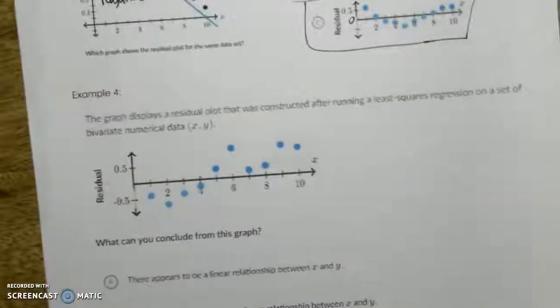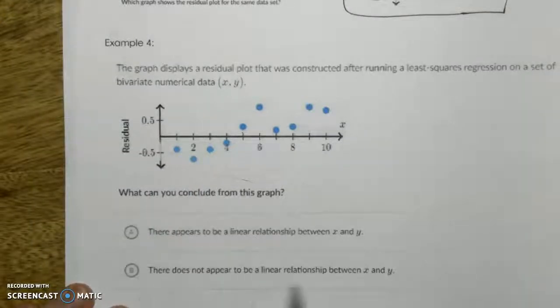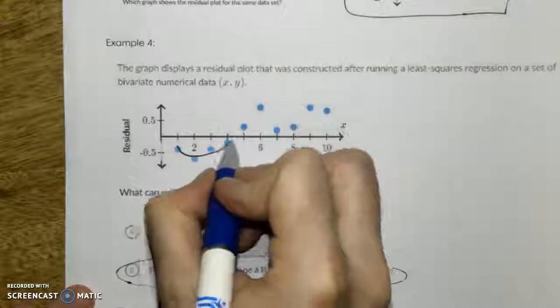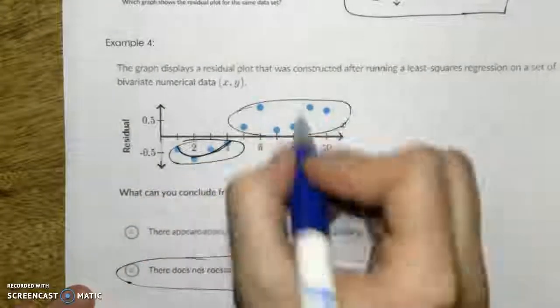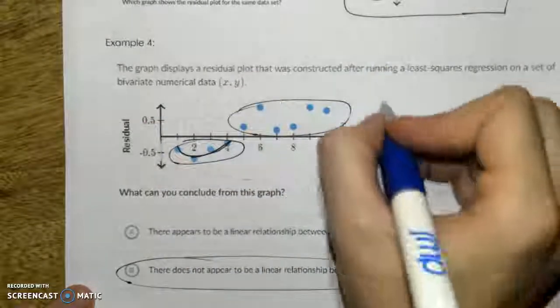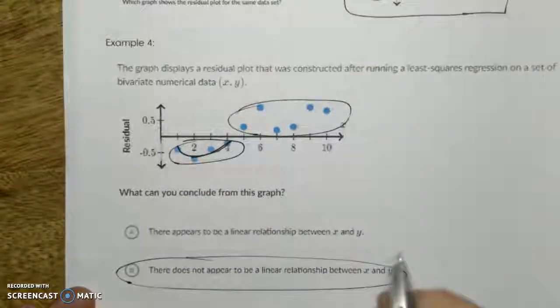All right, I want you to go ahead and try example 4 on your own. Pause the video. Okay, this one was a little tricky, but I would go with there does not appear to be a linear relationship because look, we have a bunch of negatives and then a bunch of positives, right? That indicates more of a curve, not a line. So you want it to be completely random.